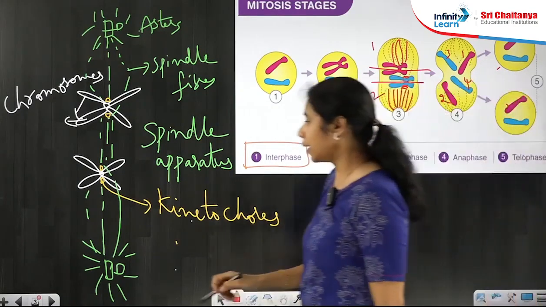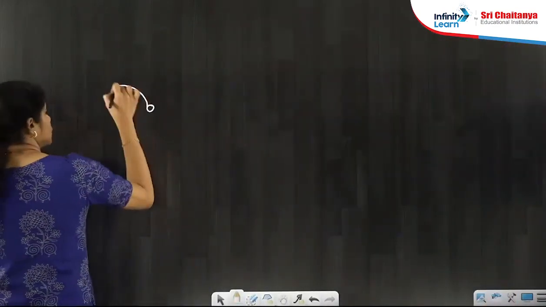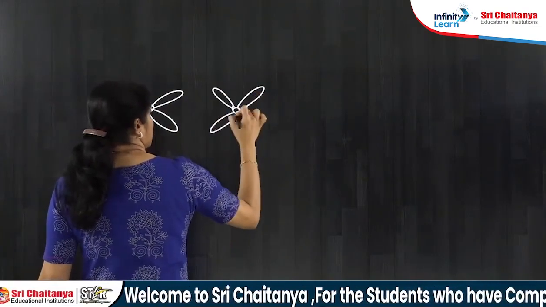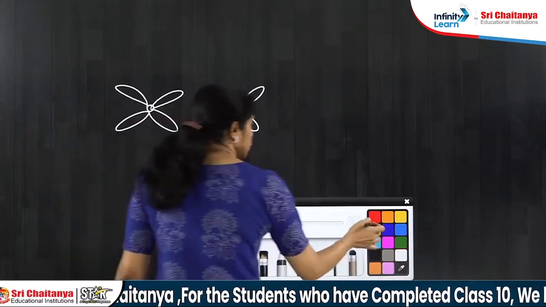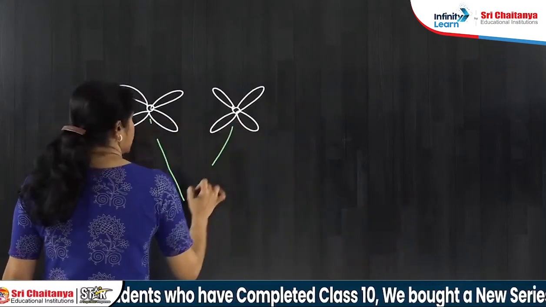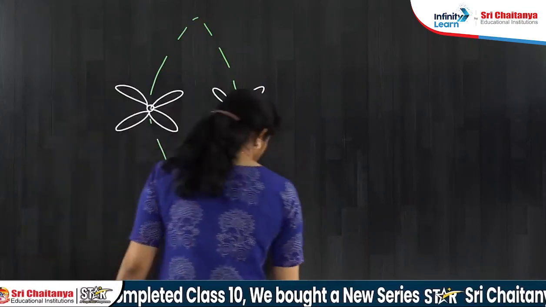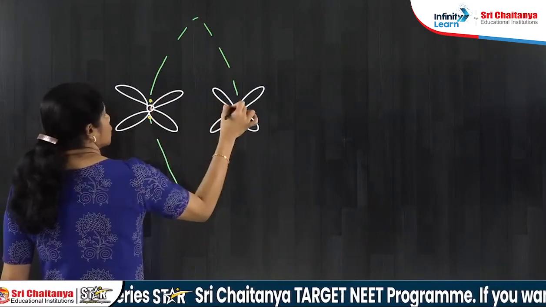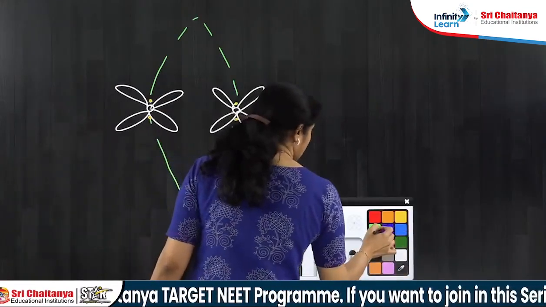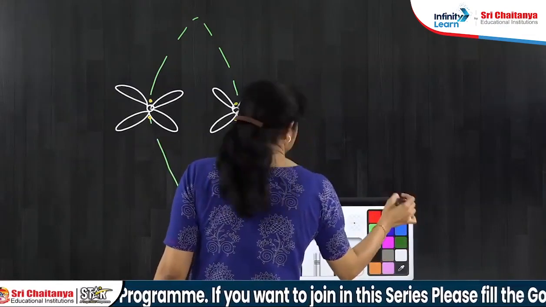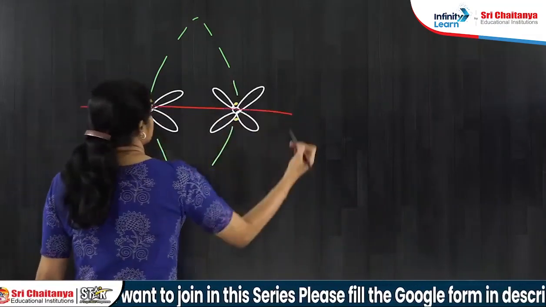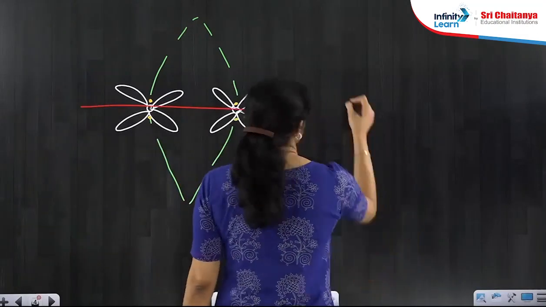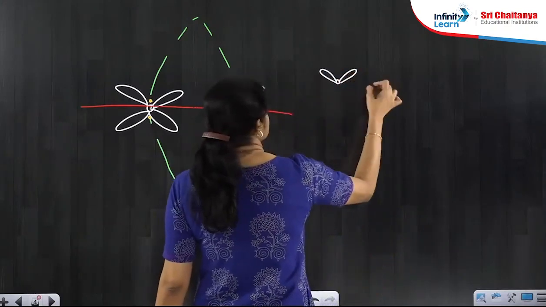Let us see how that happens. This type of chromosome which was there is already attached to the spindle fibers like this from both the poles. Remember, from both the poles the spindle fibers will be attached to these chromosomes. Now this one will exactly split in the middle. It will split like this. When it splits, the formed structures will have only one chromatid each.